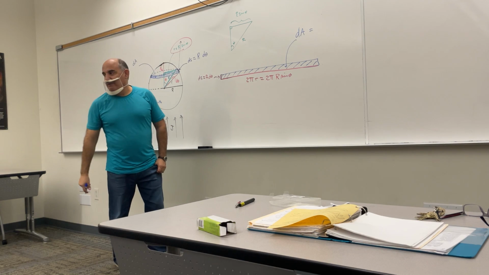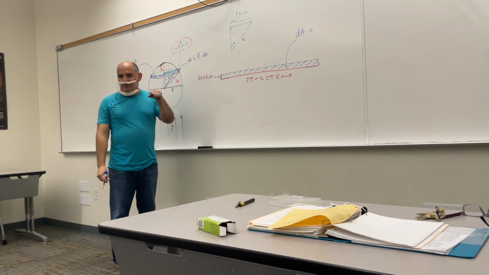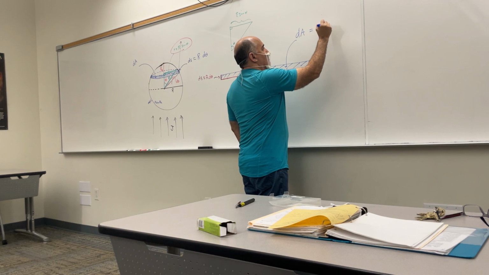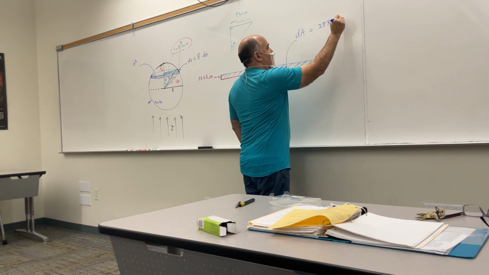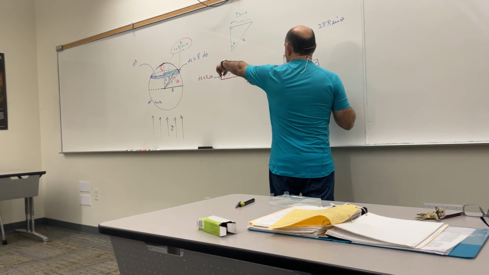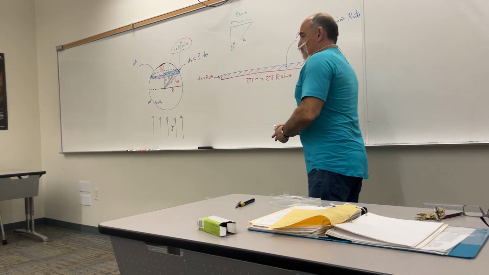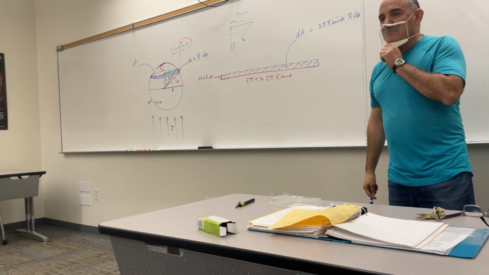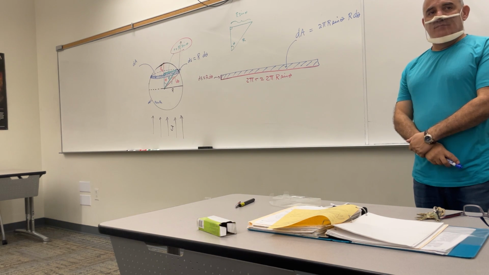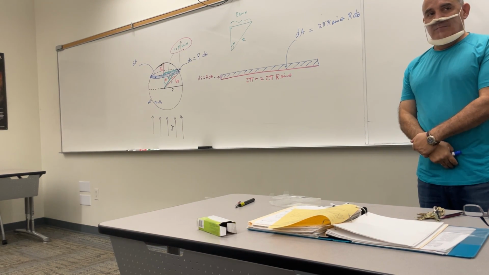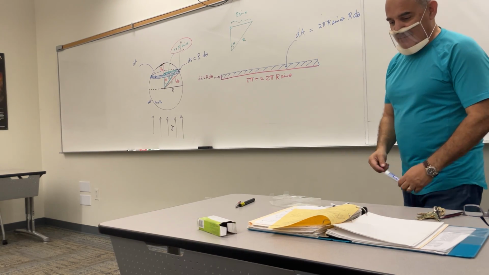It's just a rectangle, right? Length times width. So it's 2 pi r sine theta. That's this length, and then the thickness over there is r d theta. Are we good so far? Yes. Yeah.